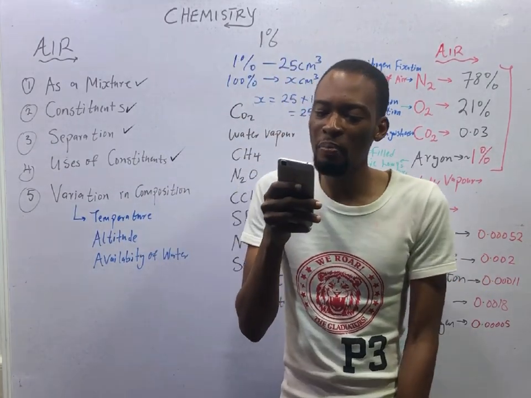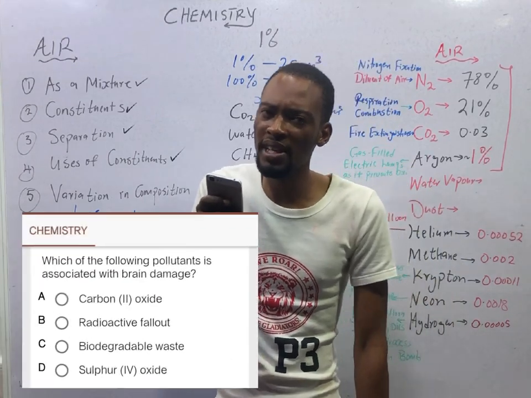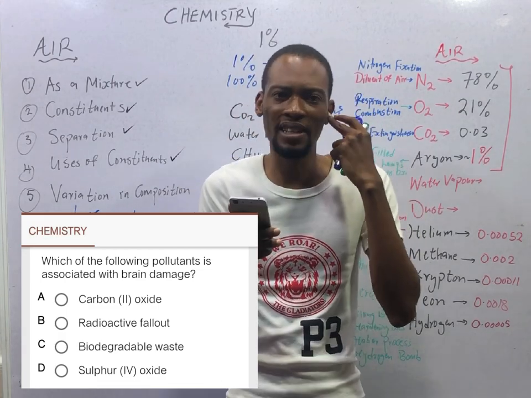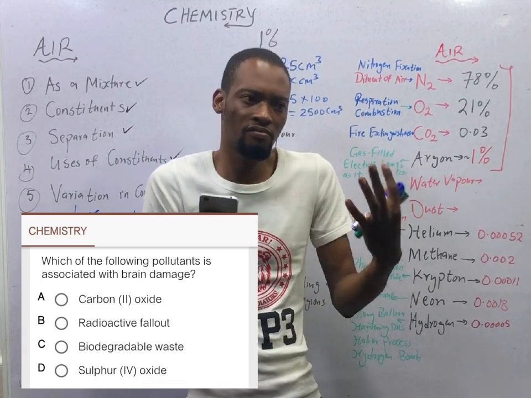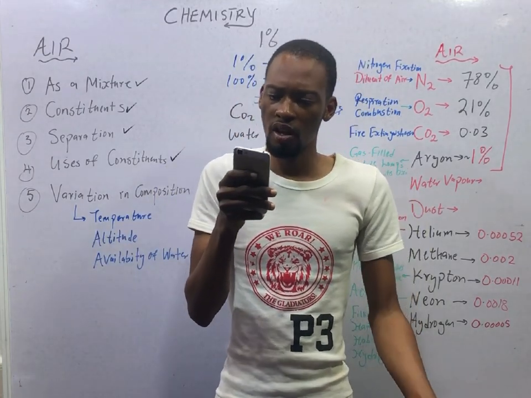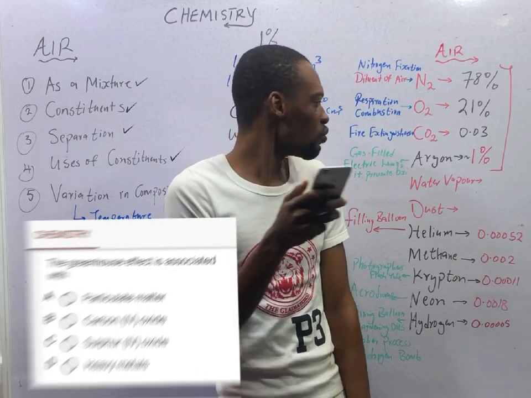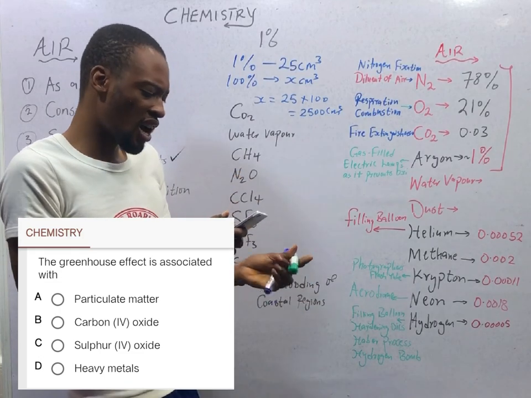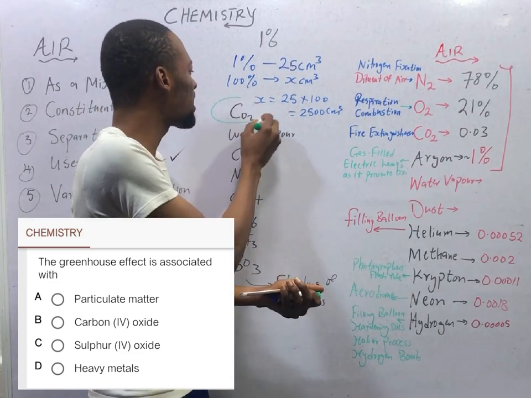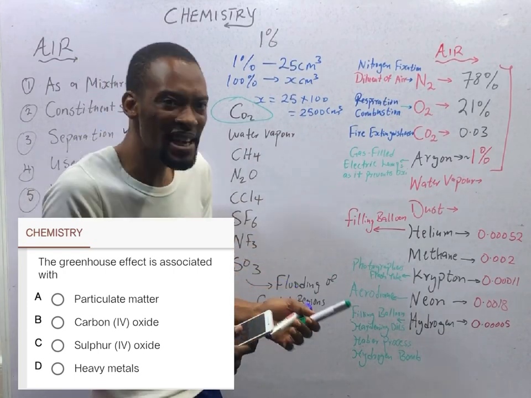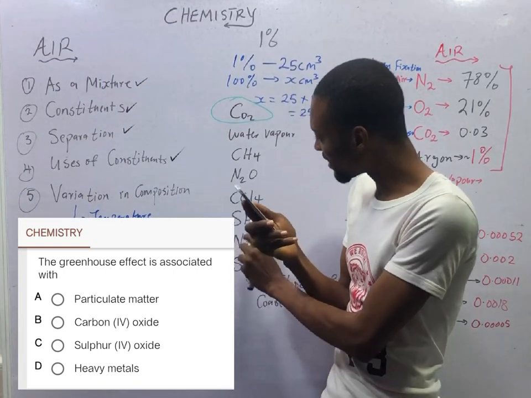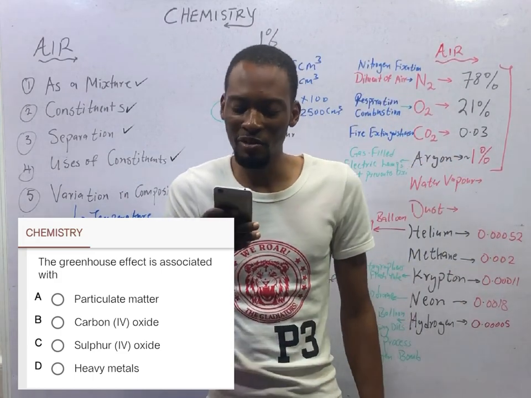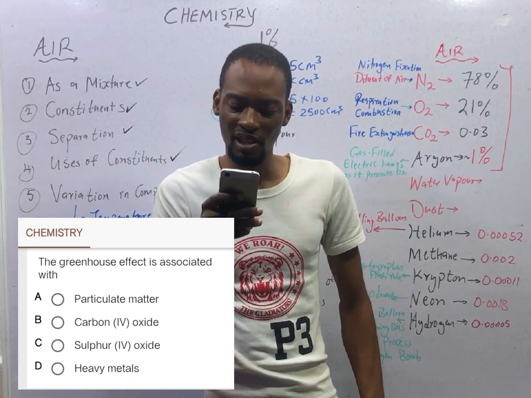And which of the following pollutants is associated with brain damage? Radioactive fallout is associated with brain damage. It can even affect your hearing. It is a radioactive material. The greenhouse effect is associated with dash. The greenhouse effect is associated with various gases. However, carbon 4 oxide is the biggest greenhouse gas. In fact, it is the main greenhouse gas. Others, like methane and nitrogen 2 oxide, are minor when it comes to being greenhouse gases.